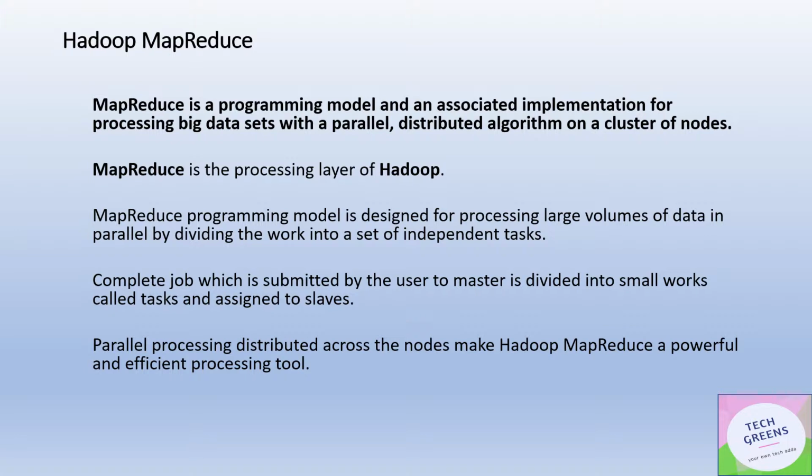So whenever you submit any MapReduce job, that complete job would be divided into a number of smaller tasks, and these tasks would be processed on the individual nodes in the cluster, and all tasks would be performed in parallel. And this whole concept of parallel processing, distributed across the nodes of the cluster in the Hadoop world, makes MapReduce a powerful programming model to process huge or big data sets.